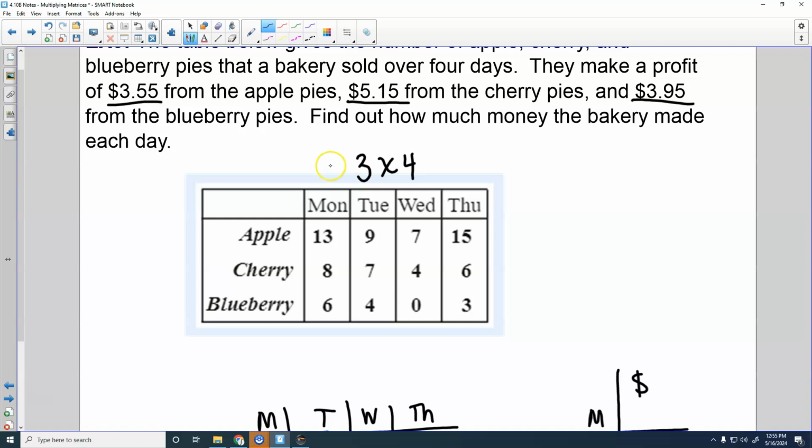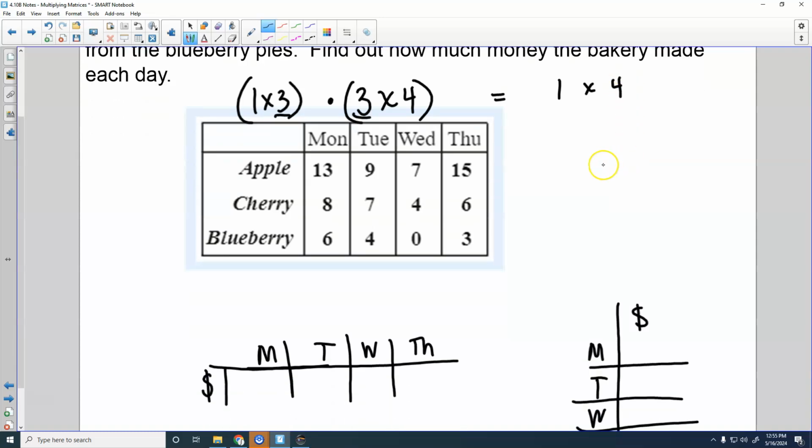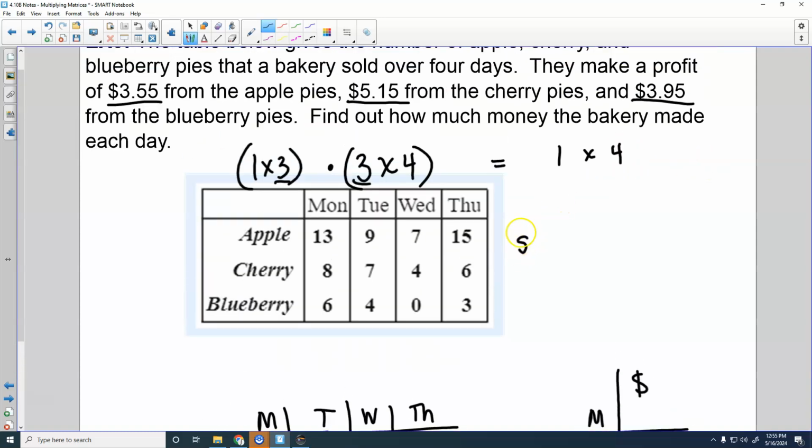Because the order is going to matter a lot right here. I want a 1 by 3, and it needs to be the first one, right? I mean, it needs to go first. Because otherwise, that's the only way I'm going to be able to multiply these matrices together. Those have to match. And if I do, my resultant is going to be a 1 by 4. So that's this option right here, where our money is going to be right here. And we'll have 4 spots for Monday, Tuesday, Wednesday, Thursday.